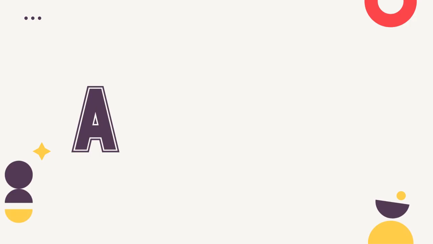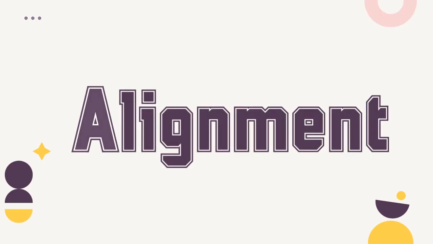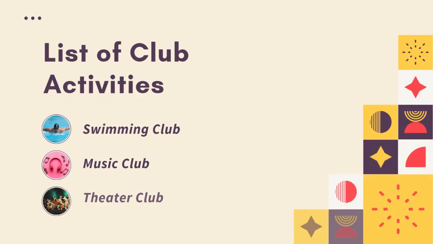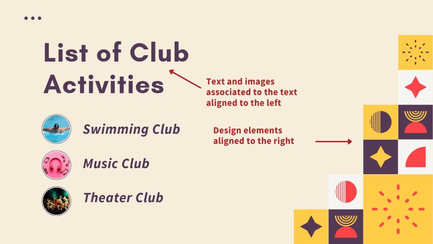The third one is A. A stands for alignment. Alignment is arranging the elements of your design in an organized manner. Everything from the alignment of text to the placement of images and other visual elements. You organize information to create order. No element is positioned randomly, and each element visually connects to the other elements, making them fit together well.